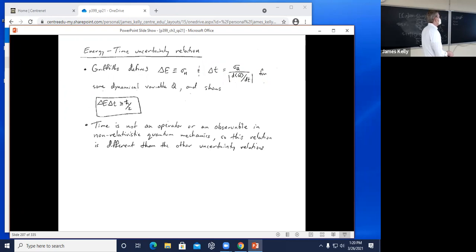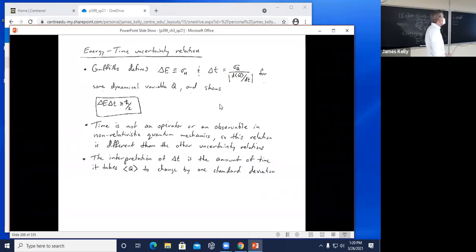You can think about the units that are going on there and the fact that that makes sense as a time. So the interpretation of this delta t is the amount of time it takes the expectation value of Q to change by 1 standard deviation. If you think about it, this is the rate at which it's changing, here's the amount it's going to change. So you can think of distance equals rate times some amount of time. We're just solving for the time.